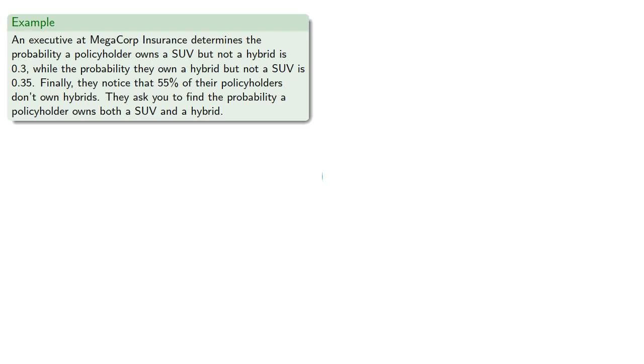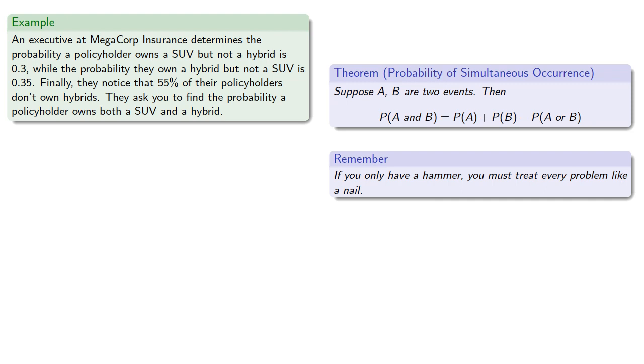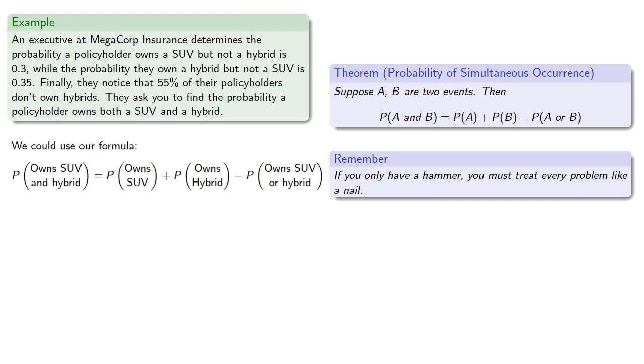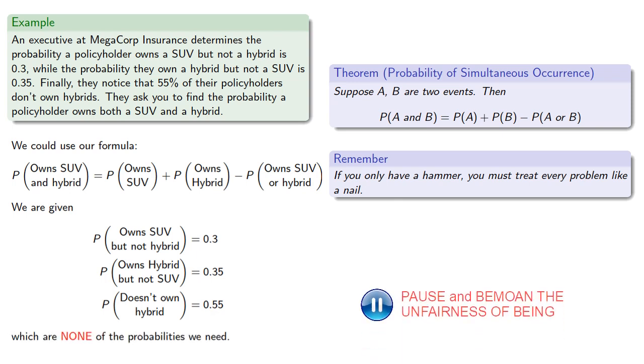So you have this handy formula for finding the probability of a conjunction. But if you only have a hammer, you must treat every problem like a nail. So we could use our formula, and what we're given are the following probabilities, and the thing to notice is that these are none of the probabilities we need. And that means using our formula is going to require that we go out and find a lot more probabilities.